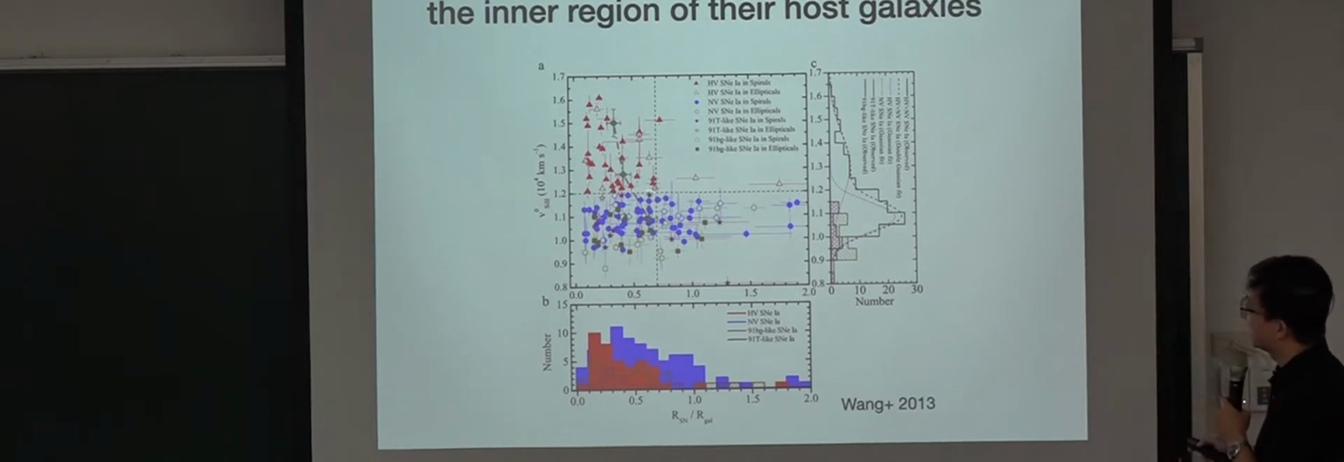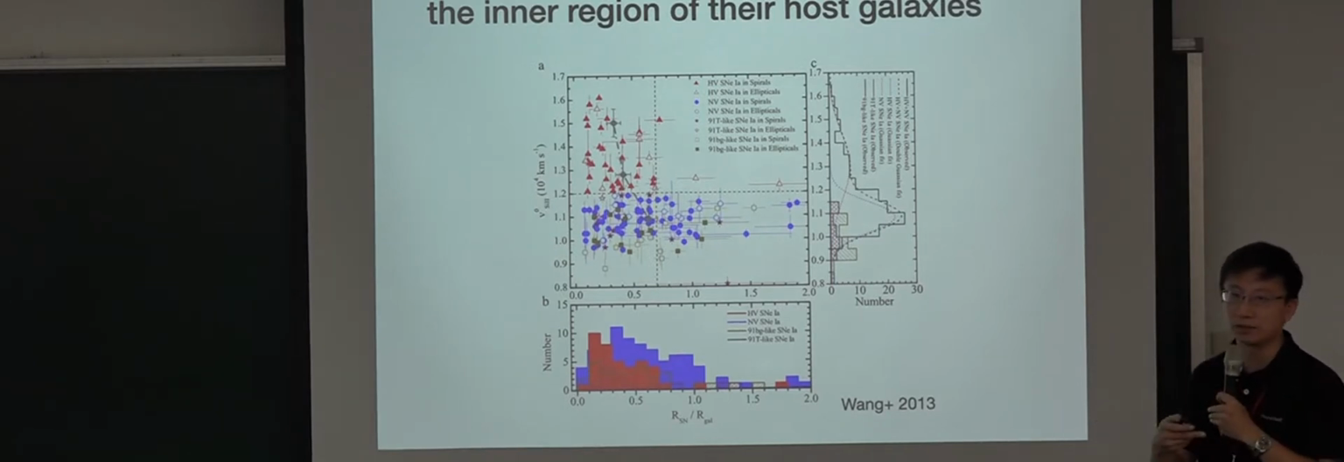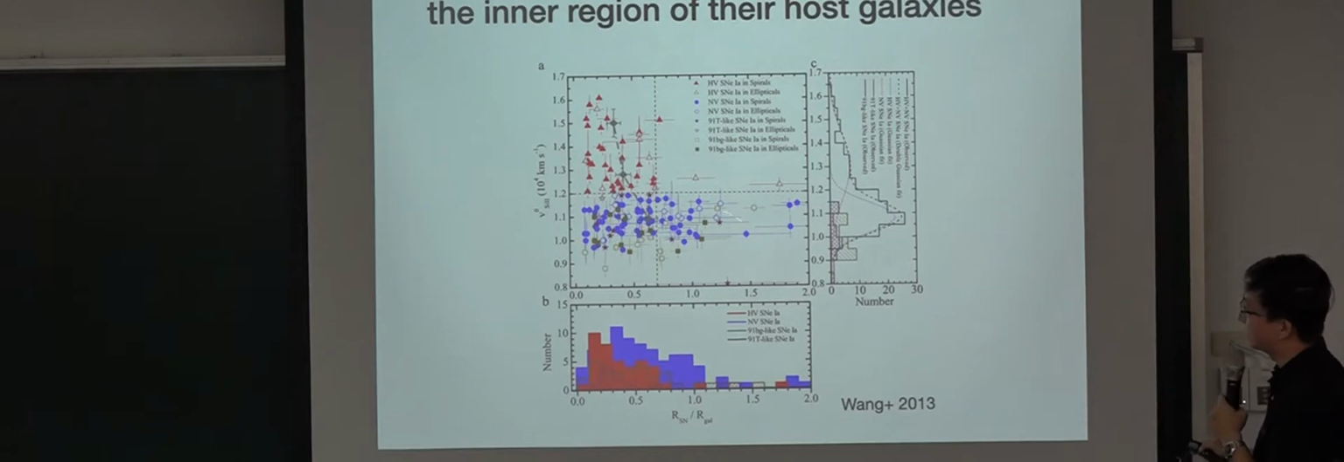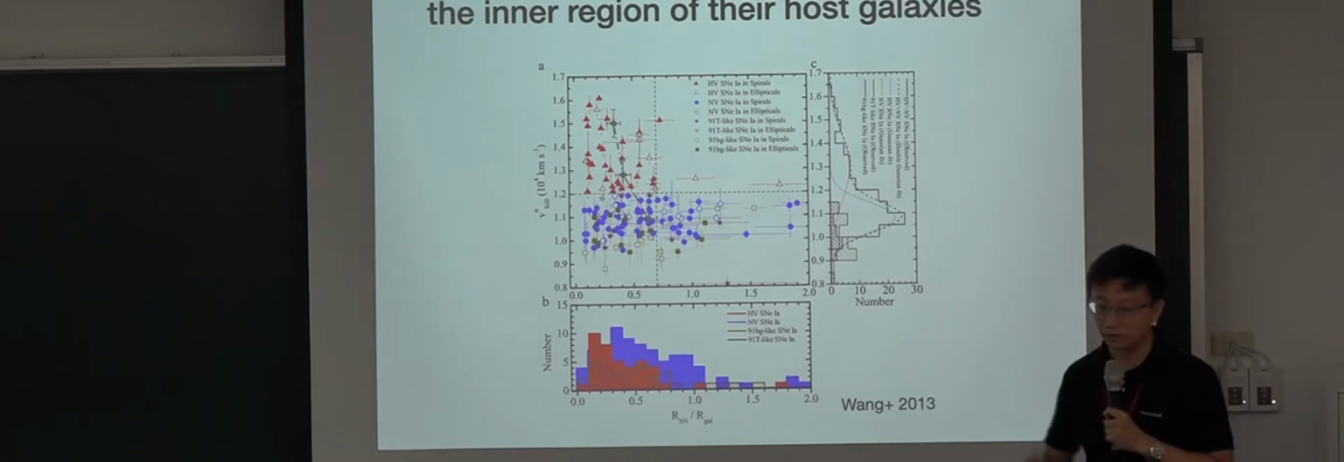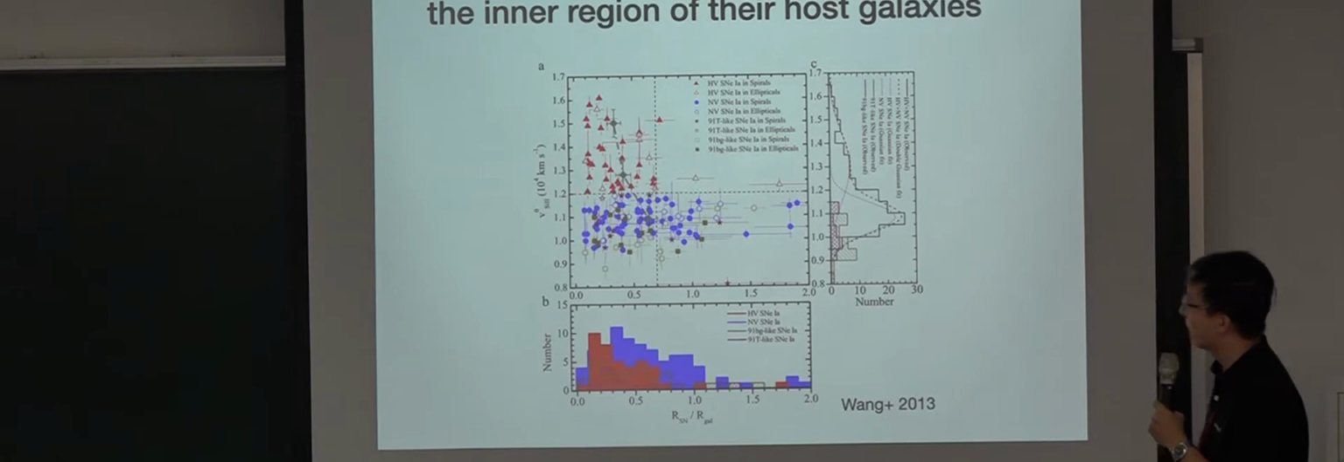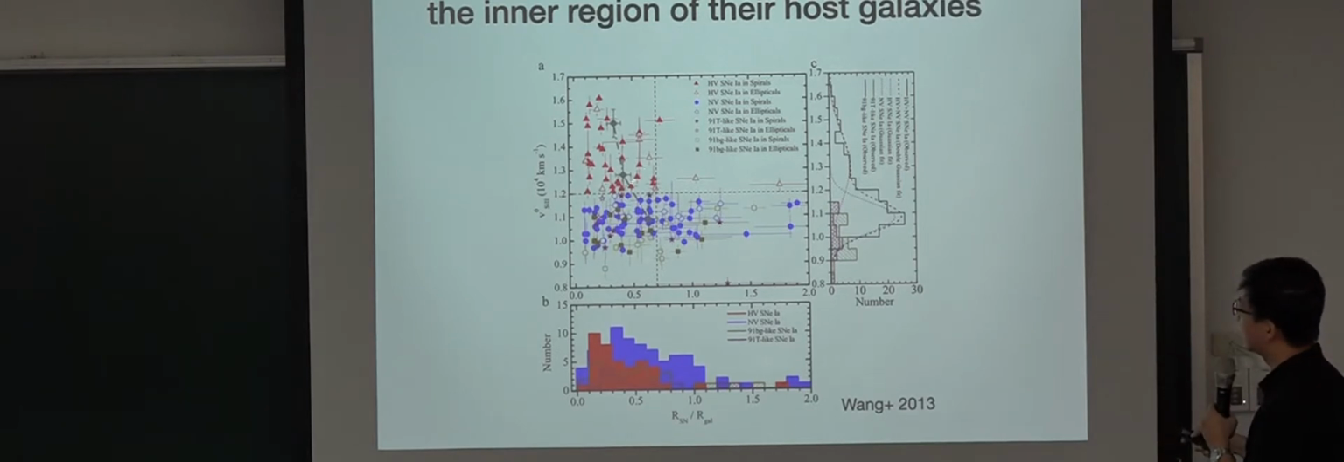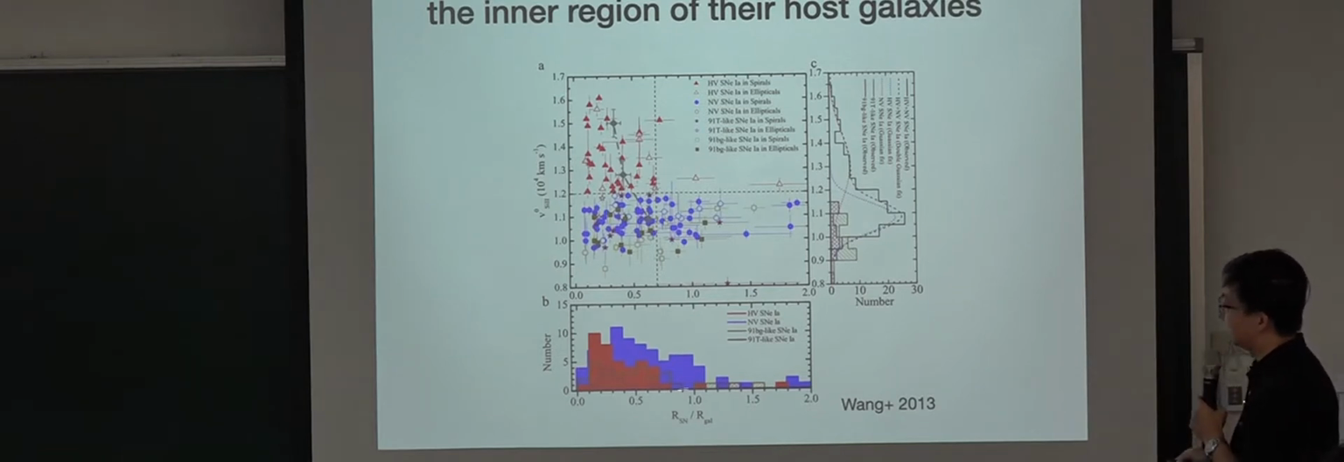So they found a tendency that these higher velocity type 1 supernovae tend to be found in the inner part of their galaxies, while these blue ones, these lower velocity type 1 supernovae, can be found in both the inner part and outer part of their galaxies. So this is a very statistically significant result. And of course, the interpretation of this is that the radial distance to the center of the galaxy is not a very fundamental parameter, right?